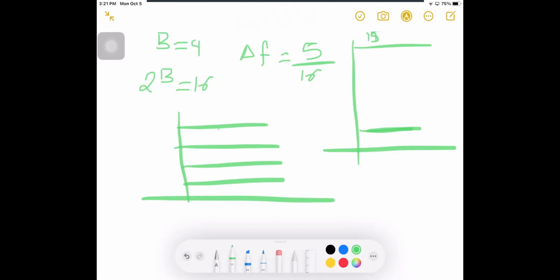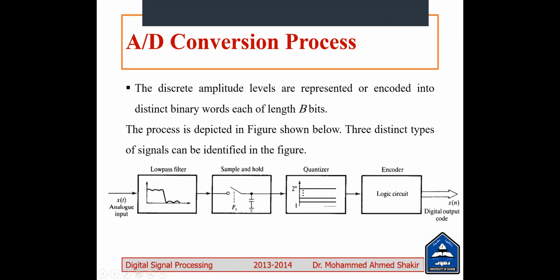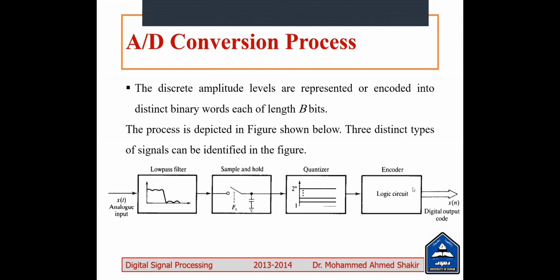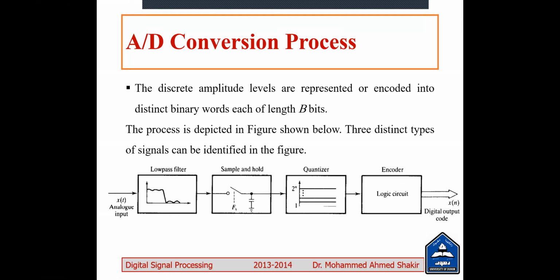Well, now going back to the PowerPoint slides. Here we have the sample and hold circuit, a quantizer and a logic circuit. The logic circuit is used to encode the bits. After the quantizer, we have some bits, for example 101, 111, and so on. These will be encoded using an encoder, which converts the binary bits into hexadecimal, octal, BCD system, and so on, depending on the use of the system.